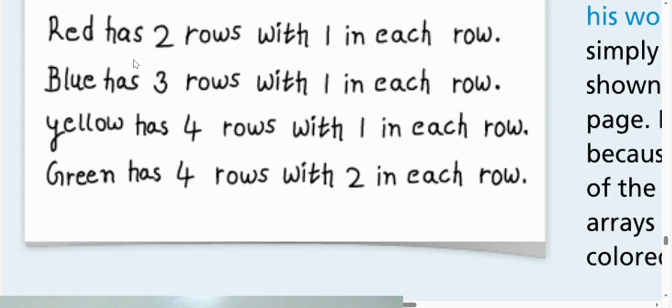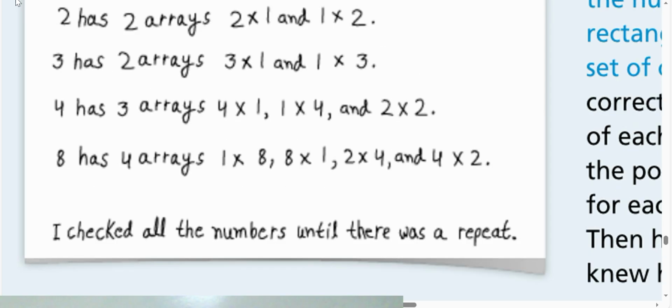Or you can write: red has 2 rows with 1 in each row. Blue has 3 rows with 1 in each row. Yellow has 4 rows with 1 in each row. Green has 4 rows with 2 in each row. Okay. 2 times 4 equals 8. 1 times 4 equals 4. 1 times 3 equals 3. 1 times 2 equals 2. This work is correct. You give the answer with all the solution set. About the product, give me 8 like this.